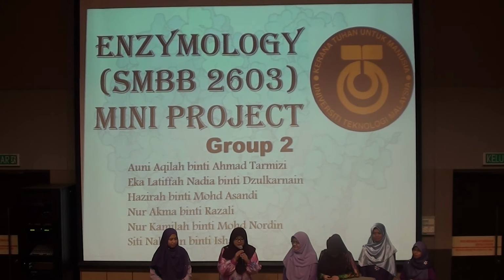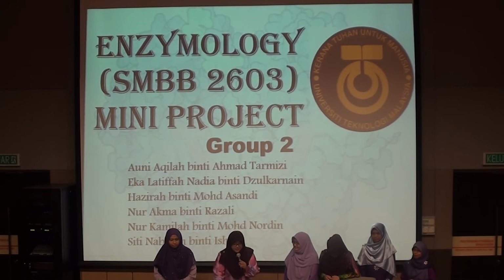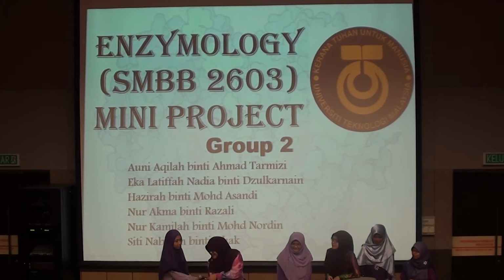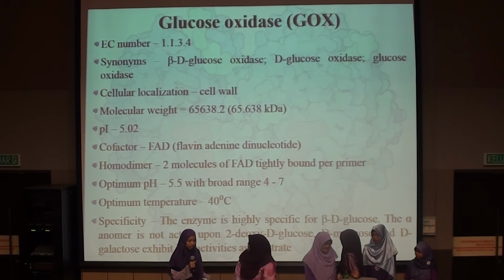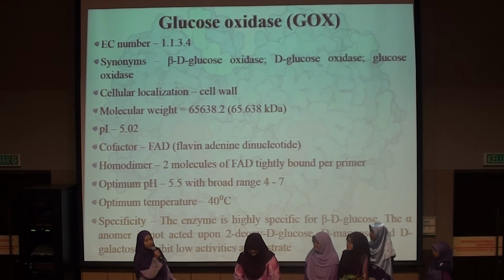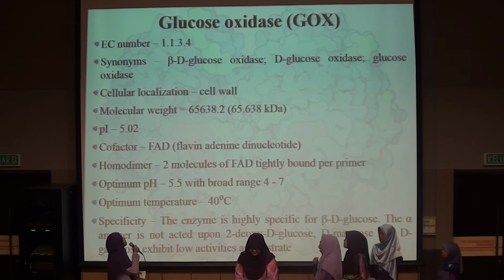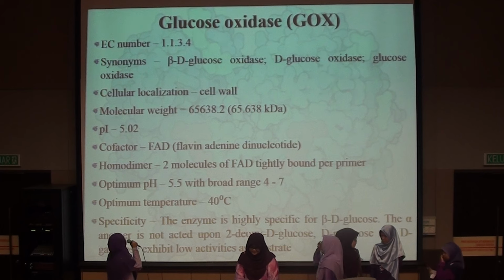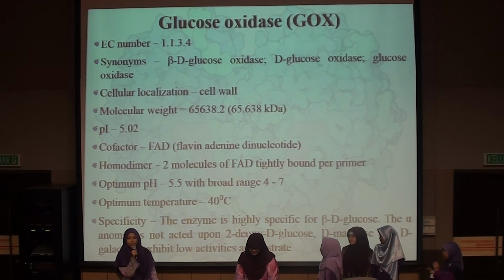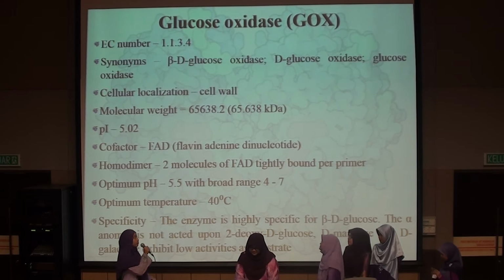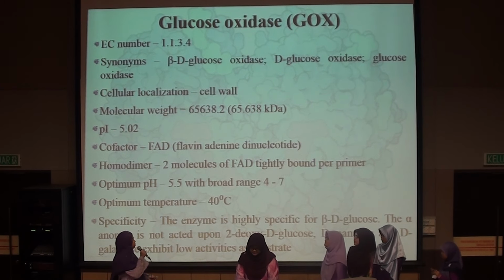Today we'll be presenting about glucose oxidase. Okay, so here are the characteristics of glucose oxidase that have been explained by the previous group. It's just that the isoelectric point of glucose oxidase that we found is 5.02.